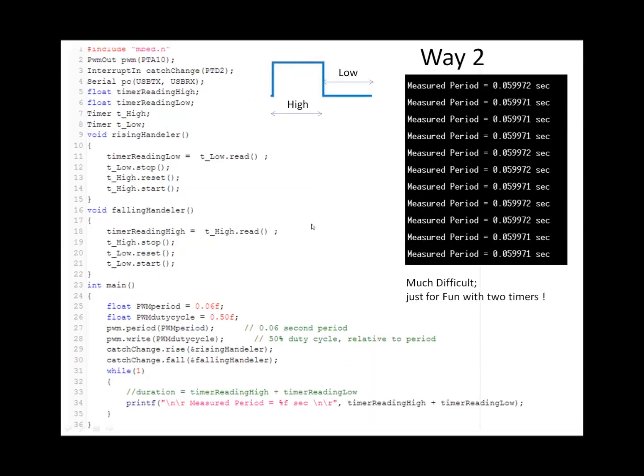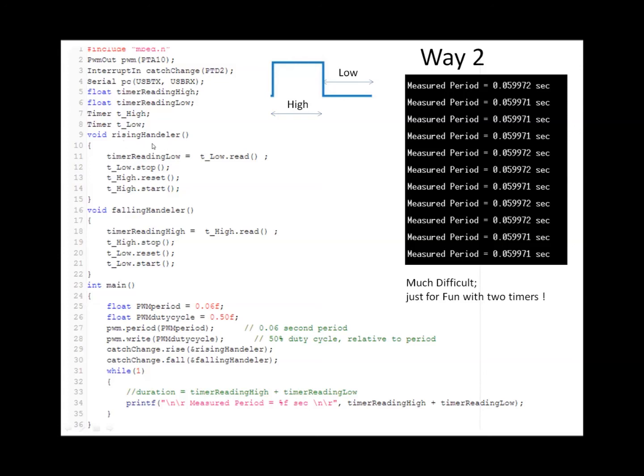See, here I'm trying to measure the high time and the low time. And I choose to use 2 timers. You can be more smart and use 1 timer, but here I'm doing it simple: 1 timer for high and 1 timer for low. And I have 2 handlers, 1 for rising edge and 1 for falling edge. So let's see how I did it.